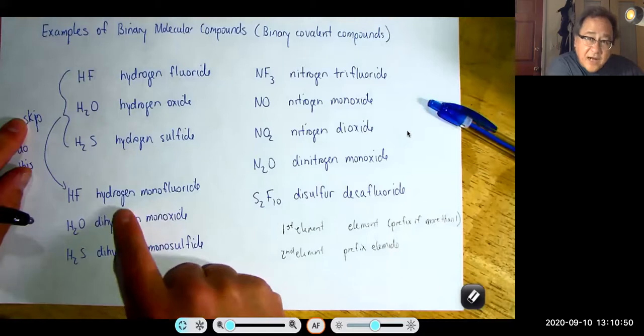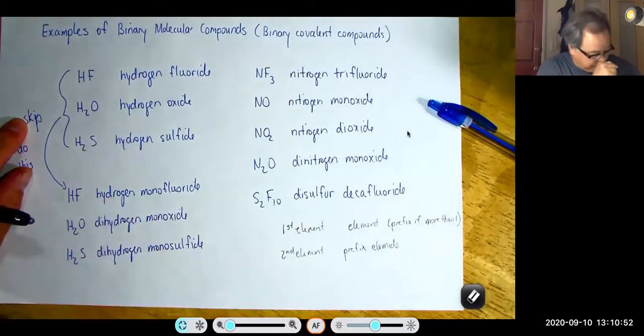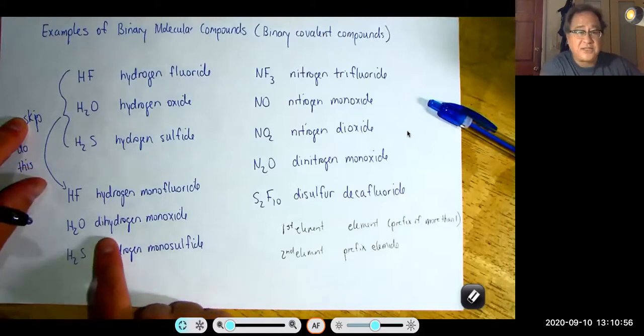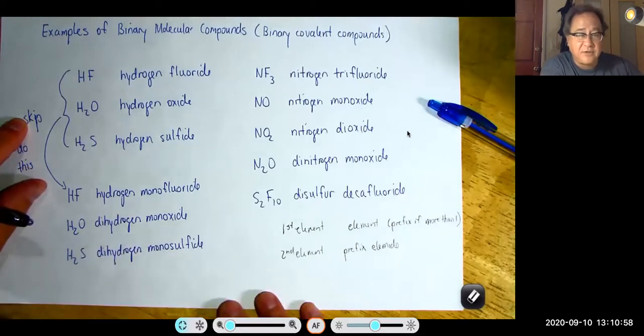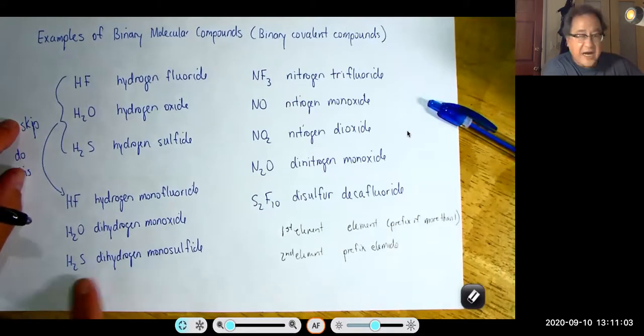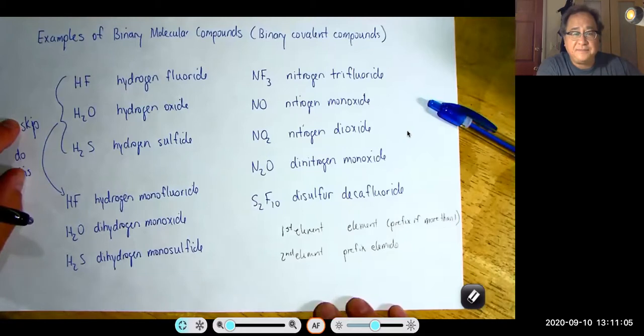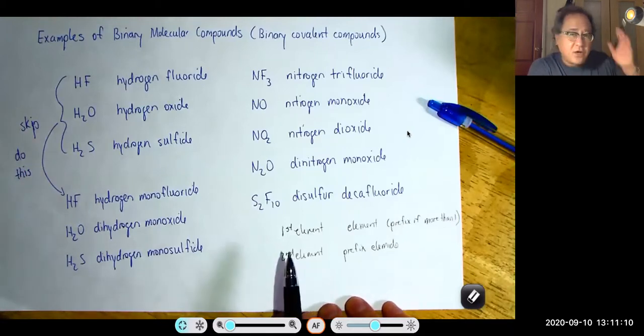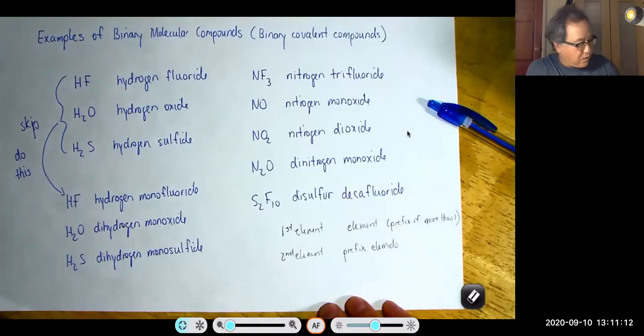No prefix for the hydrogen because there's only one hydrogen. Water, H2O, becomes dihydrogen monoxide, one of the most dangerous chemicals in the world. H2S, dihydrogen monosulfide. Now, do you remember how we said that elements in the same group have similar properties? Well, oxygen and sulfur are in the same group. Look at how many hydrogens they combine with. They both combine with 2 hydrogens, so that's a similar property.